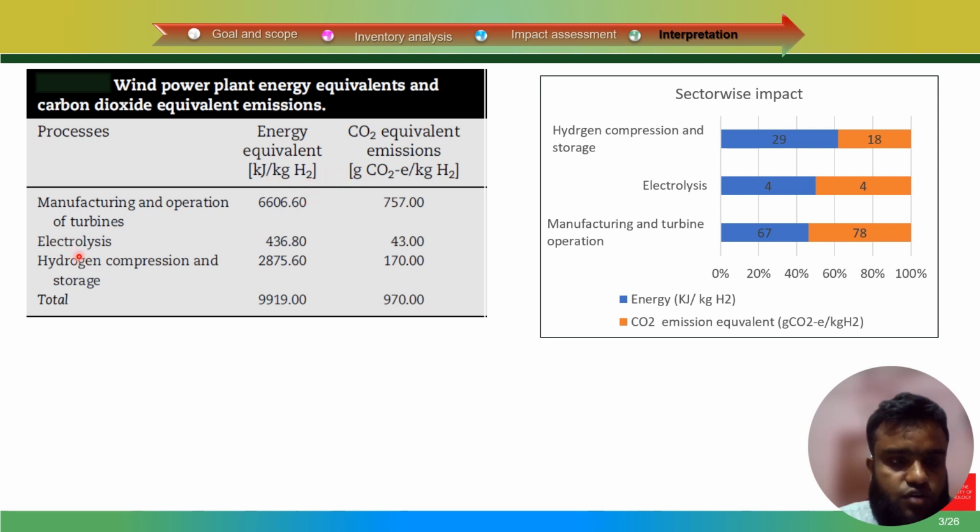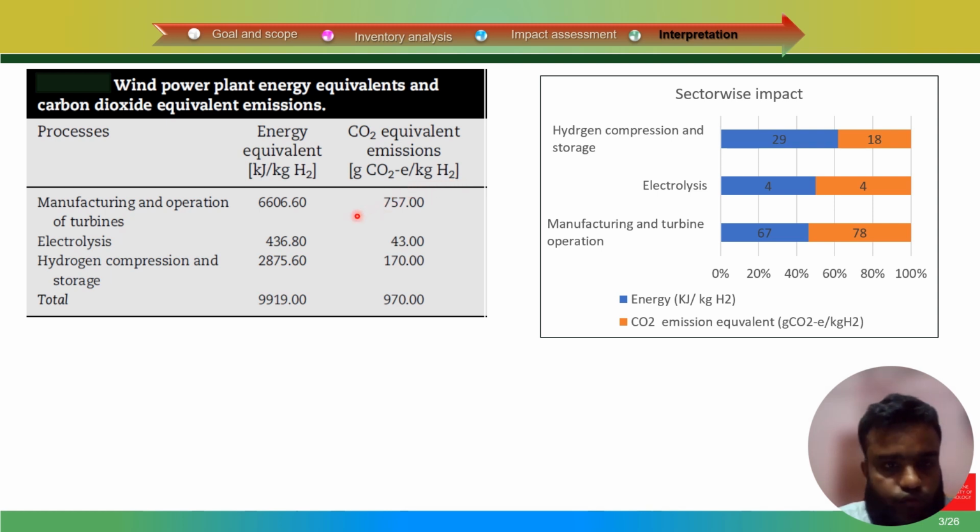Electrolysis process required 436 kilojoule of energy, and hydrogen compression and storage required 2,875 kilojoule of energy. So altogether we required 9,919 kilojoule of energy for the production of 1 kilogram of hydrogen, which is equivalent to this amount of CO2.